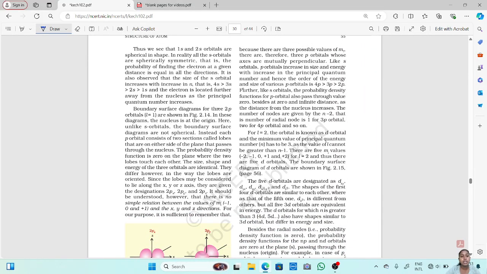First, we see that 1s and 2s orbitals are spherical in shape. In reality, all the s orbitals are spherically symmetric. That is, the probability of finding an electron at a given distance is equal in all directions. It is also observed that the size of the s orbital increases with the increase in n. So 4s is the biggest, then 3s, 2s and 1s. As you increase the principal quantum number, the size of the s orbital also increases.